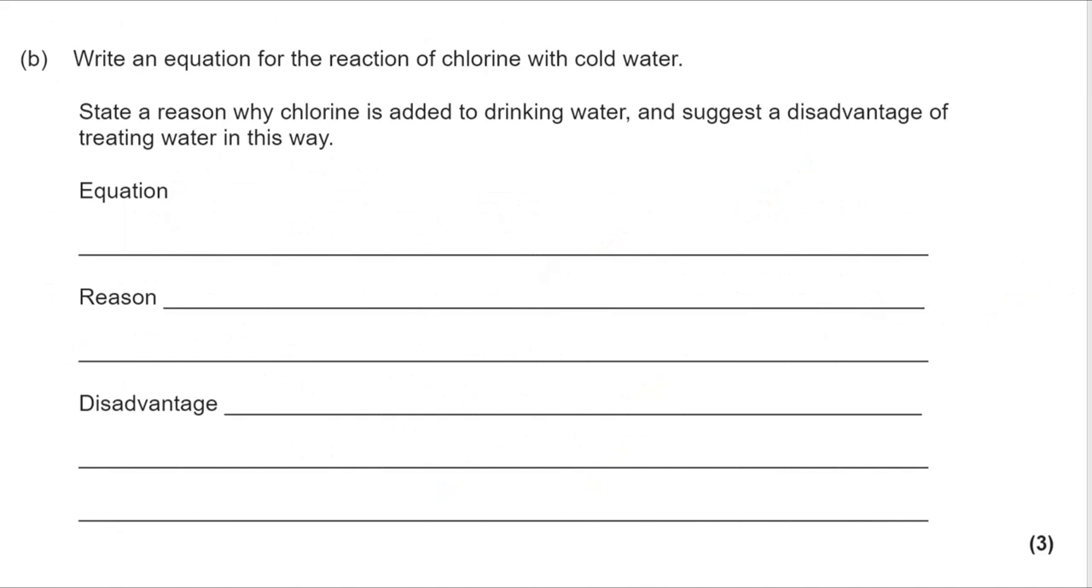Moving on to part B, and we've got part of the group 7 topic here, chlorine reacting with water. You simply have got to remember the equation. You've got to know that when chlorine reacts with water, you will make HCl and HOCl. It's actually a really important equation because this is one of the examples we can use to show disproportionation. It's disproportionation because the chlorine is both oxidized and reduced in this reaction.